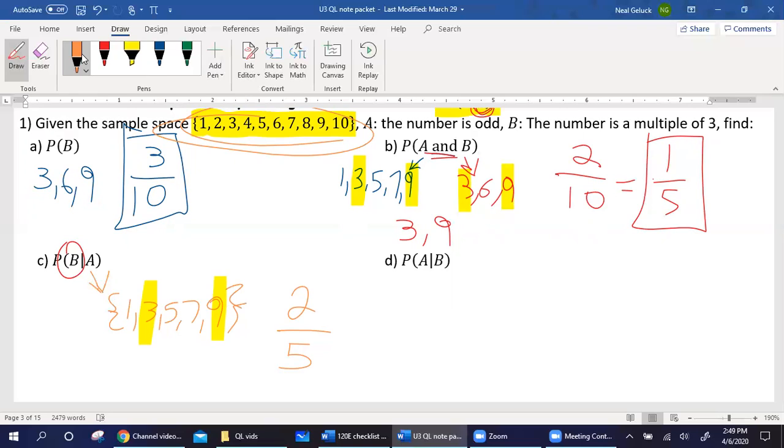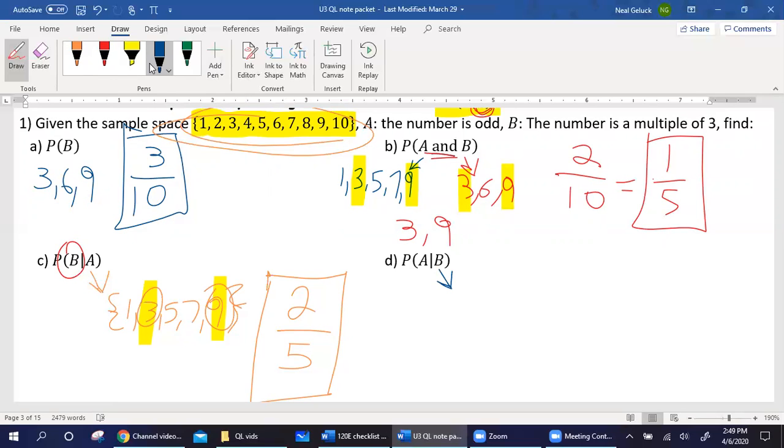Again, my denominator changed. So if you think about this in words, it makes a little more sense. What is the probability that I find a multiple of 3 if I'm only allowed to look at the odd numbers, given that I'm only looking at the odds? There's a 2 out of 5 chance of that happening. So again, the second letter here is going to reduce down my sample space.